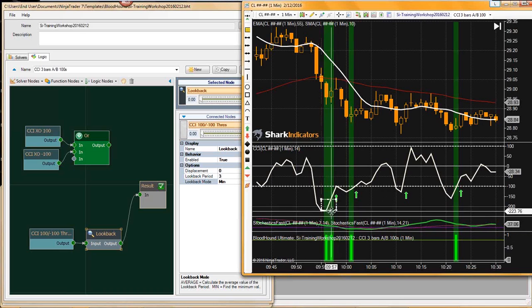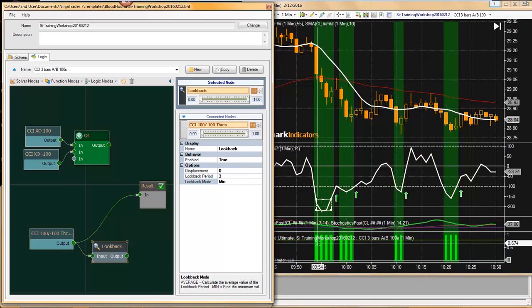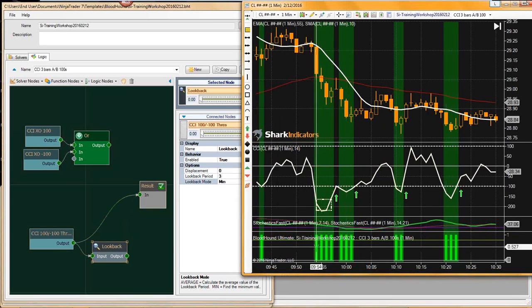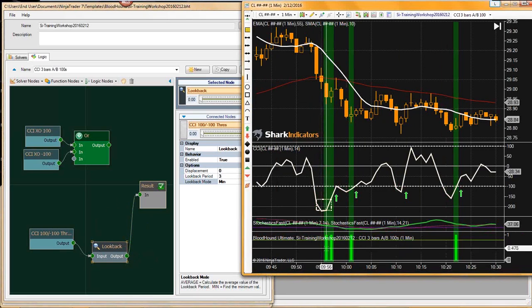And if we look over here, we can see we have 2 bars with a long signal. That's because we had 4 bars where the CCI was below negative 100. So our third bar gets a long output, and the fourth bar gets a long output.